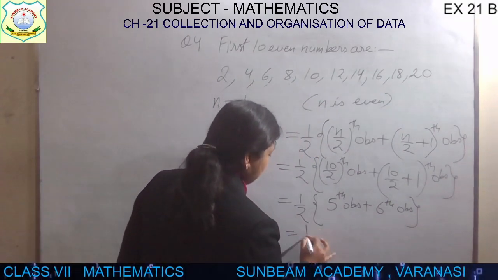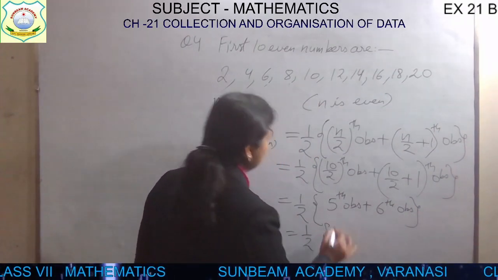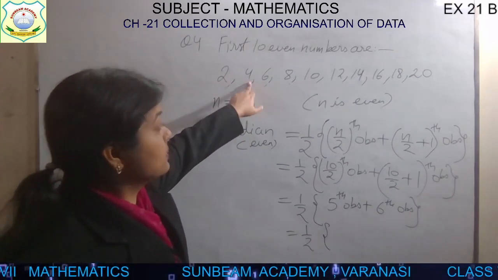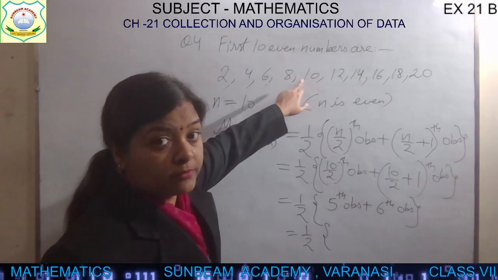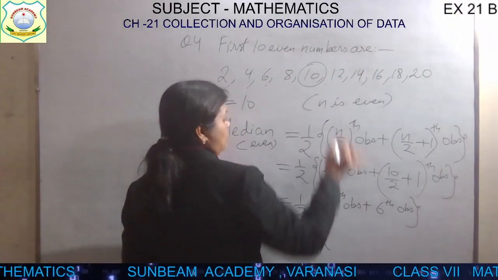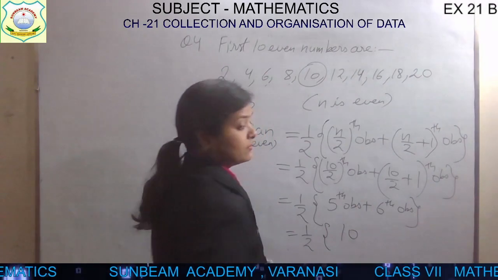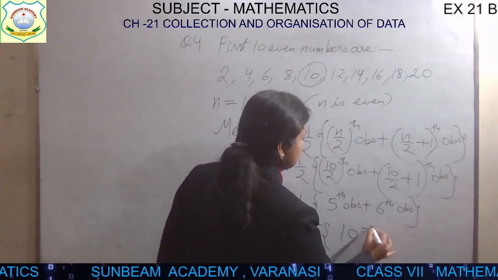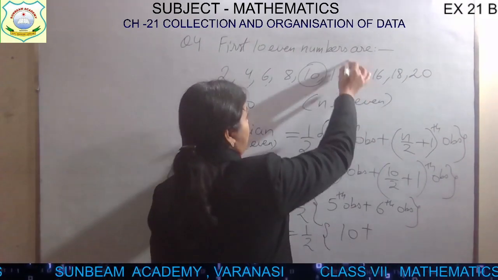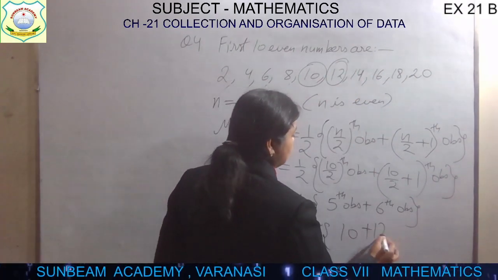So what is the fifth observation? Just see the values given. They are already in ascending order. First observation, second, third, fourth observation. This is the fifth observation, and we will write it as 10. Then, what is the sixth observation? Obviously it will be the next one, that is 12. This is the sixth observation and it is 12.